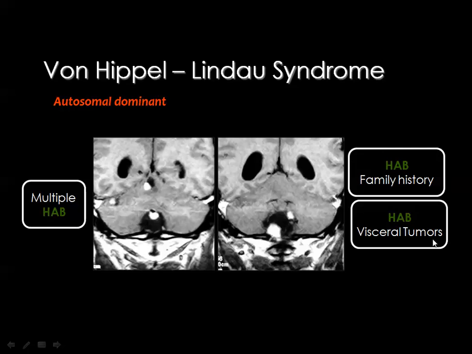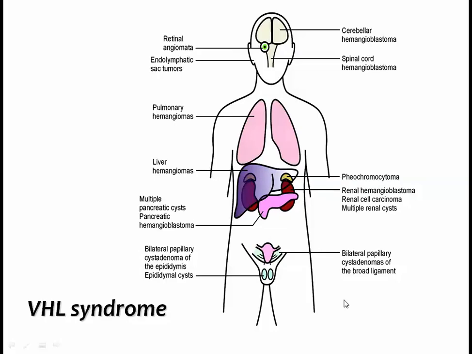And this is the stigmata of von Hippel-Lindau syndrome. In the cerebellum, you may get hemangioblastoma, and also in the spinal cord. And this is a retinal angioma, and also the endolymphatic sac tumors near the vitreous bone. Pulmonary hemangiomas are one of the components, and hepatic hemangiomas as well.